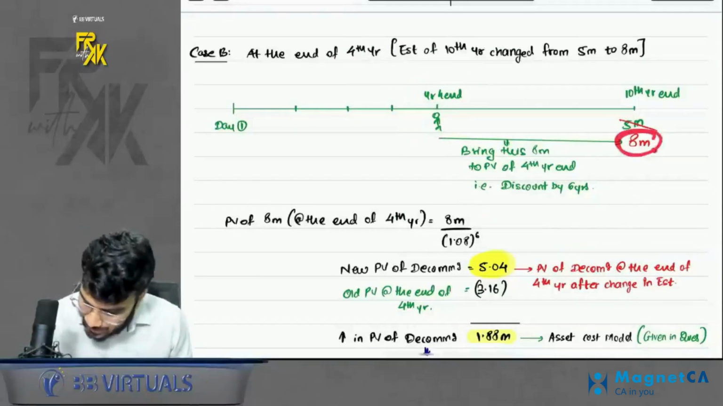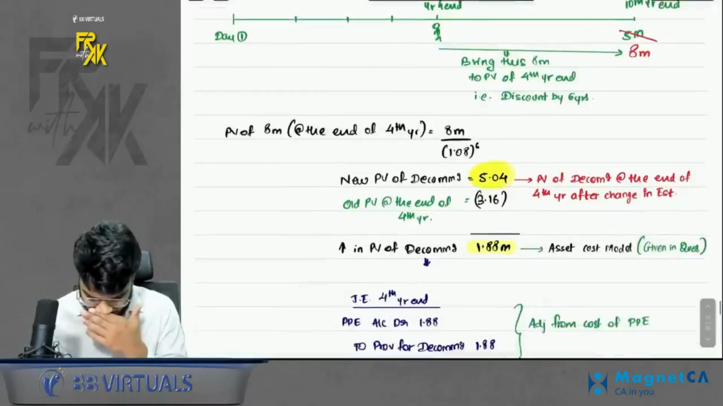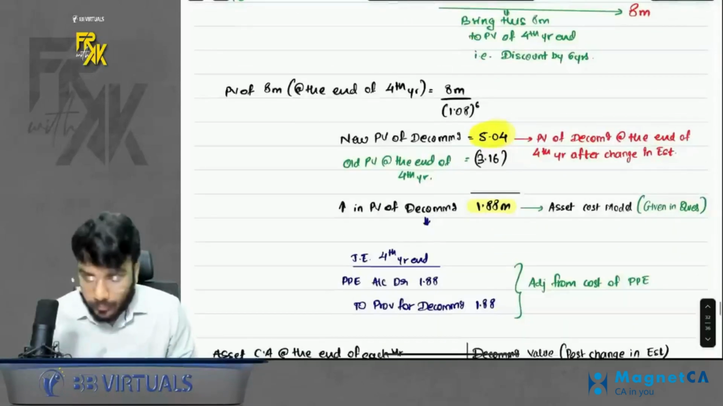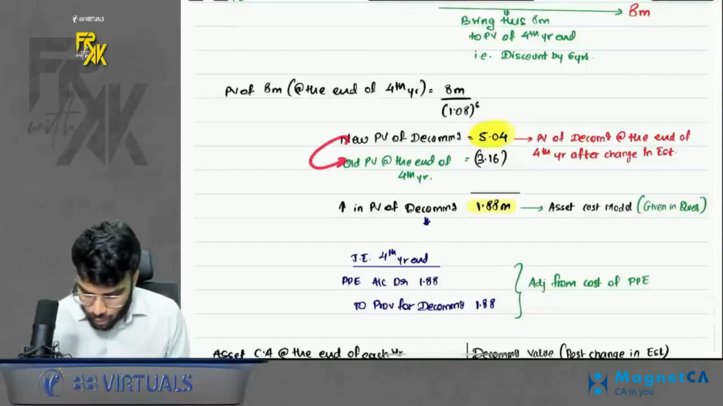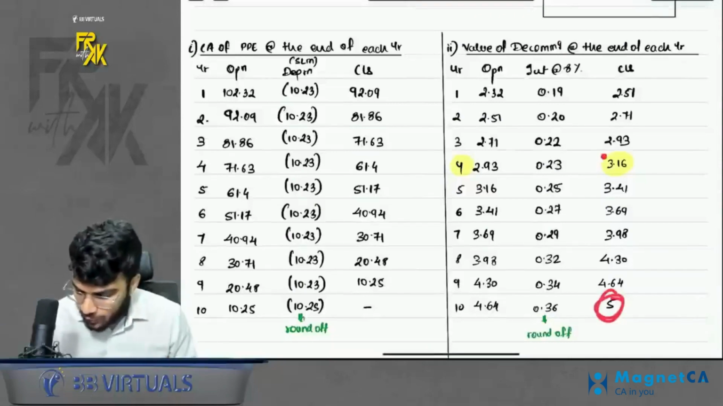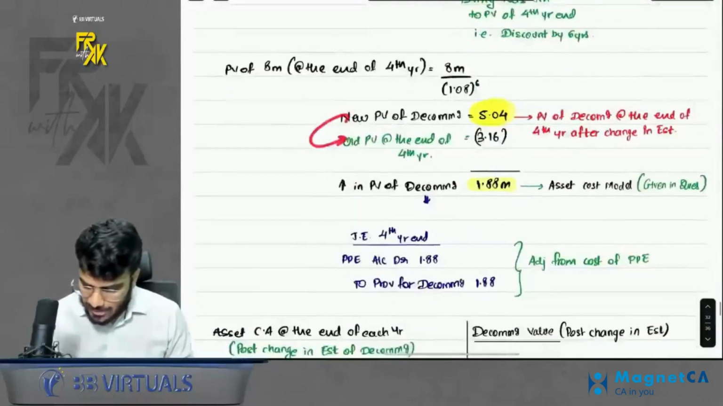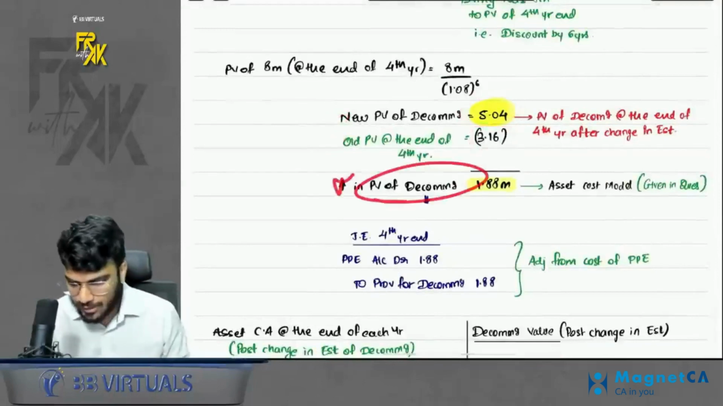So we will discount this 8 million by 6 years. Why? Because that is the difference between the 10th year end and 4th year end. So you will get the new present value of decommissioning. Compare this with the old present value, which you can find above. As per the original estimate, the old present value at 4th year end is 3.16. So this is the new present value, and this was the old present value. You will come to know the amount of increase in present value of decommissioning.